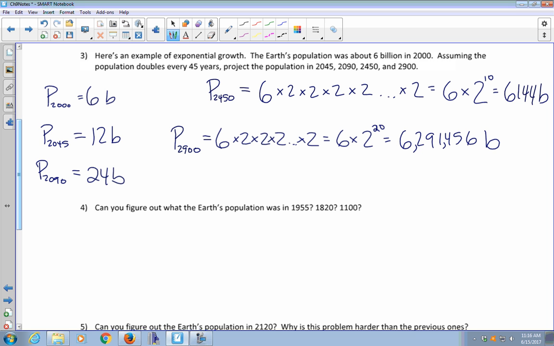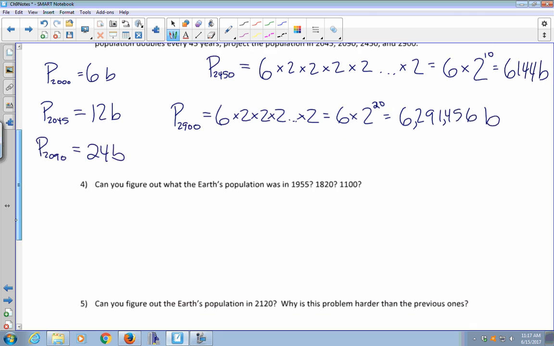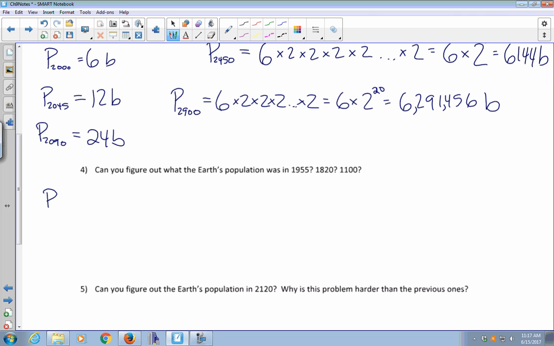Okay, can you figure out what the Earth's population was in 1955? Well, that's before 2000. How long before 2000? So 2000 minus 1955. Oh, it's exactly 45 years before the year 2000. All right, so P of 1955. Well, if you go forward 45 years, you double. Going backwards 45 years should halve your population. So your population in 1955 should be 3 billion people.